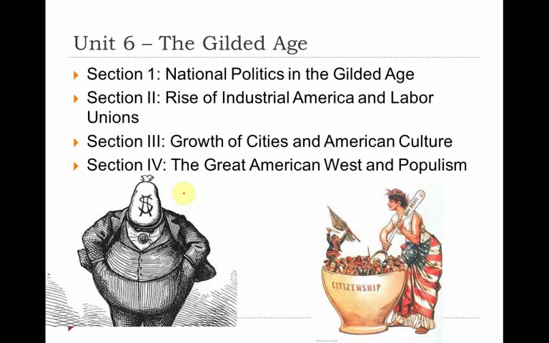Just to let you know where we're going in this unit. First section is going to be about the Gilded Age and politics. Second part is going to be about the rise of industrial America, so different kinds of factories and improvements, different kinds of businesses. Third section is going to be about the growth of society and cities. This is one of my favorite parts because you'll see a lot of modern inventions that you guys are familiar with today. I'll bring a lot of those in. And then section 4, the Great American West, we're going to talk about moving further westward.